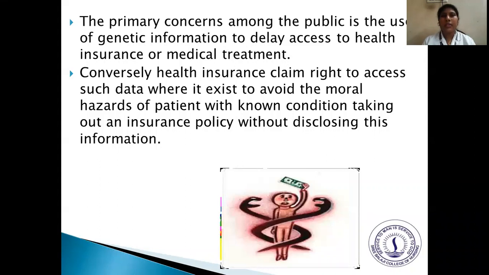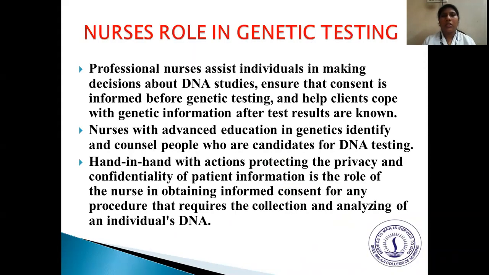The primary concern among the public is the use of genetic information to deny access to health insurance or medical treatment. Conversely, health insurers claim the right to access such data where it exists, to avoid the moral hazard of patients with known conditions taking out an insurance policy without disclosing this information. So, these all are the ethical, legal and psychosocial issues of genetic testing.